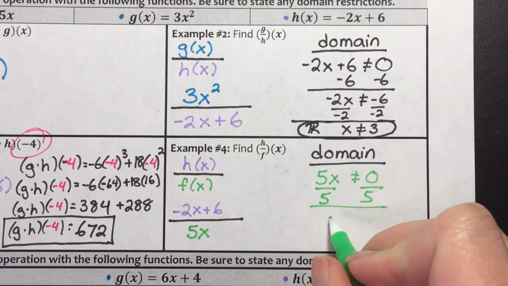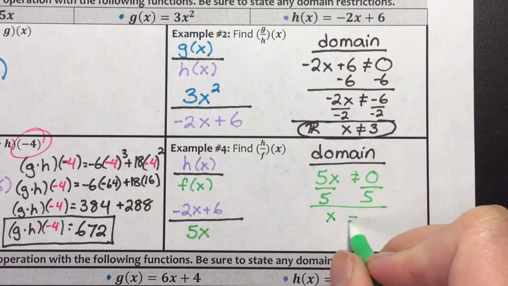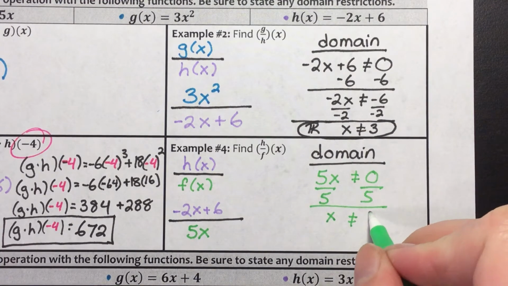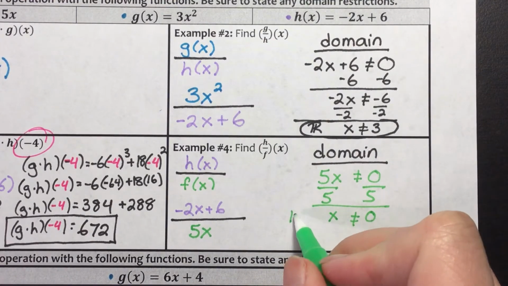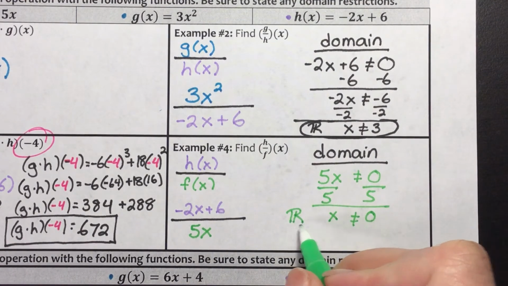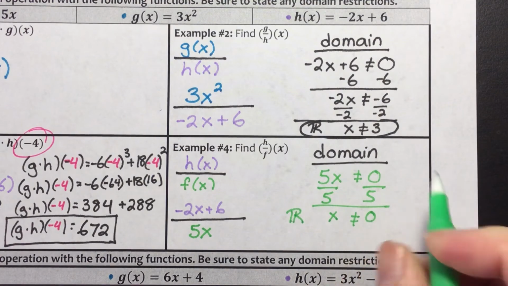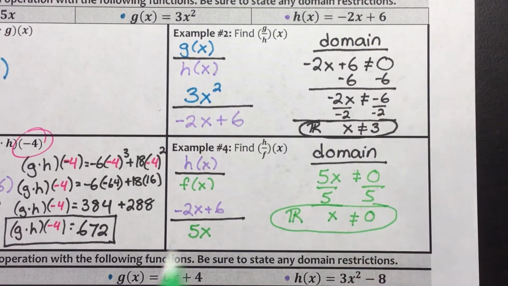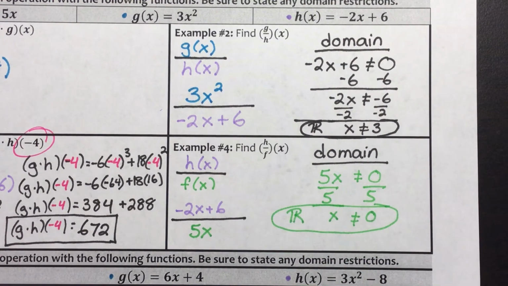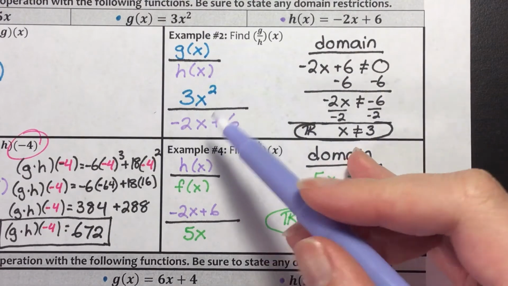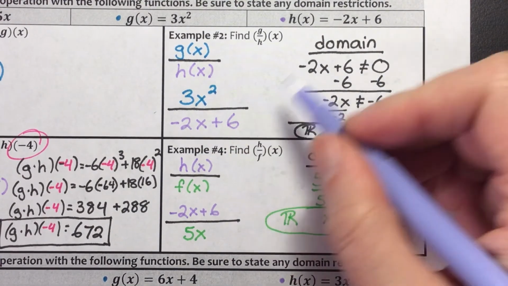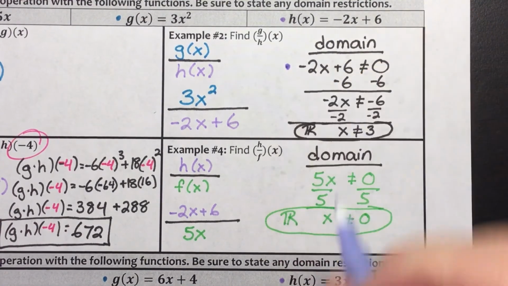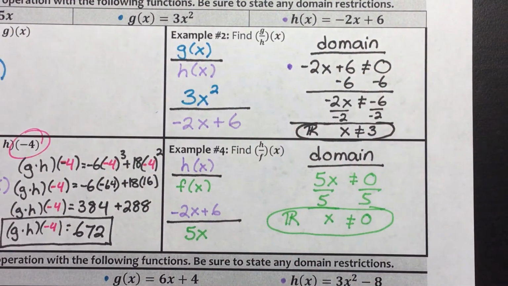5 divided by 5 is 1, so 1x cannot equal 0, because dividing by anything is 0. So x is allowed to equal any real number except x cannot equal 0. That is our domain. In the previous problem, number 2, we used the h of x function when we did domain because h of x was in the denominator.